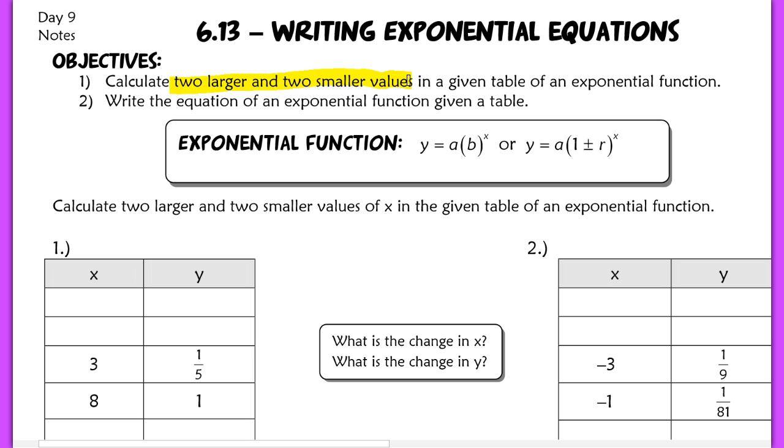We're going to give you a few points that lie on that exponential function and then have you calculate additional points. And then your second objective is to be just given a table. You're going to write the exponential equation that matches that table.